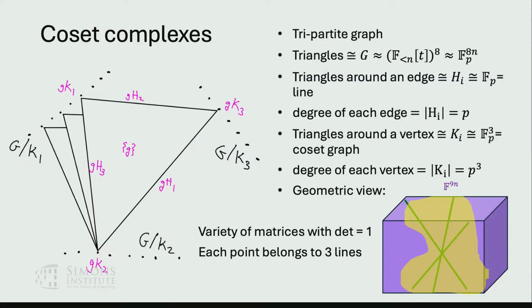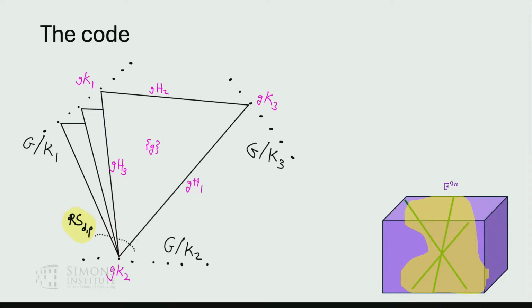Now that we defined the complex and how it maps into the vector space F^(9n), it's immediate to define the code, right? You just require functions on this yellow blob such that the restriction to each one of the lines is a degree such and such. Okay, so if you want to view it as a high-dimensional expander code, you say that around every edge, the local views are in the Reed-Solomon code. But I think it's cleaner to see it here.